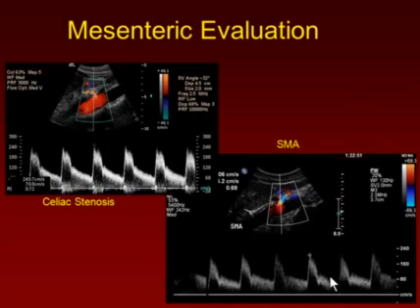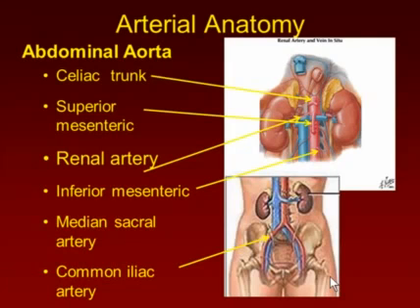We're going to go on now and talk about the mesenteric arteries that come off of the aorta. We're going to talk about the celiac, the superior mesenteric, as well as the inferior mesenteric arteries. Again, the review of the anatomy. The celiac trunk is the first branch off of the aorta after the diaphragm, followed within 1 to 2 centimeters by the superior mesenteric artery, and then the inferior mesenteric artery is located just above the common iliac bifurcation.